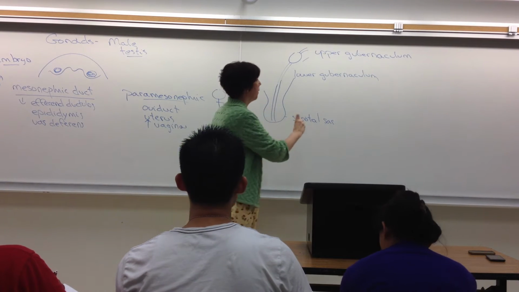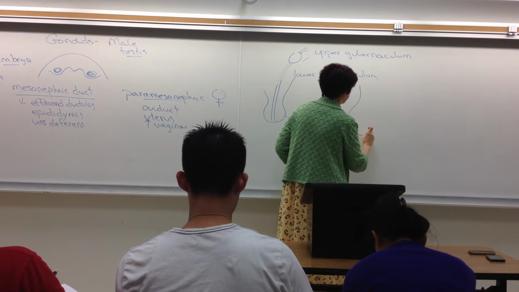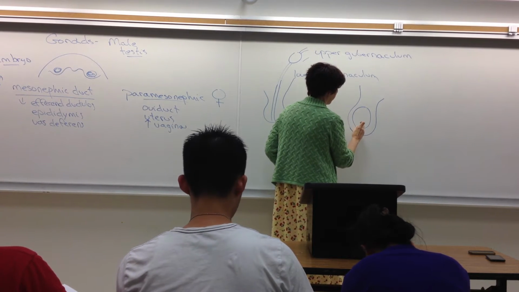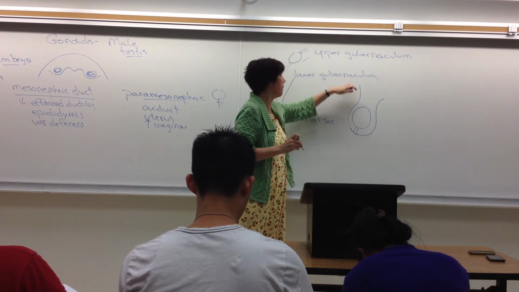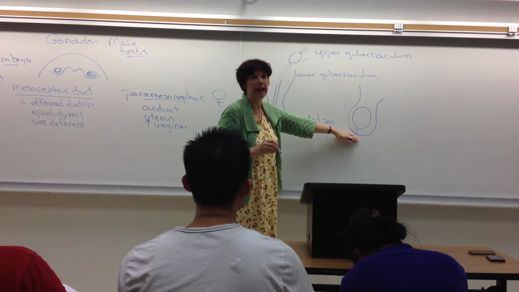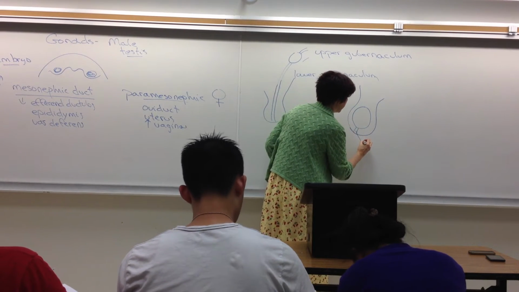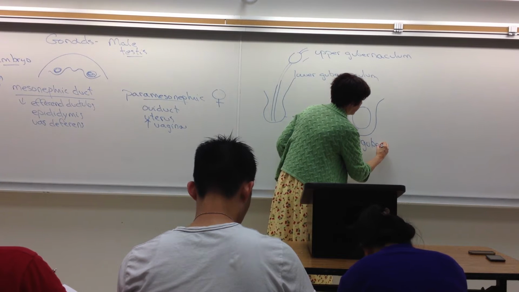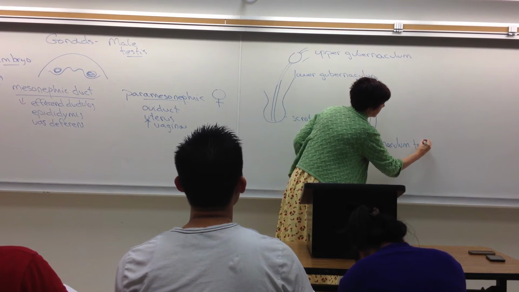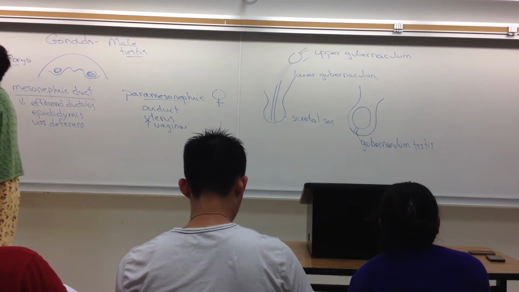Right. So finally, this usually happens about 7 months of fetal age, so about 2 months before the male fetus is born. And so we end up, the upper gubernaculum disappears, and we end up with the lower gubernaculum anchoring it to the scrotal sac. And so this is known as the gubernaculum testis, or just called gubernaculum for short.